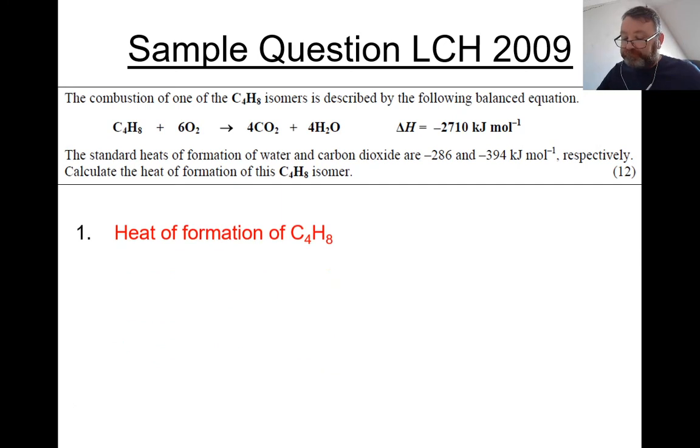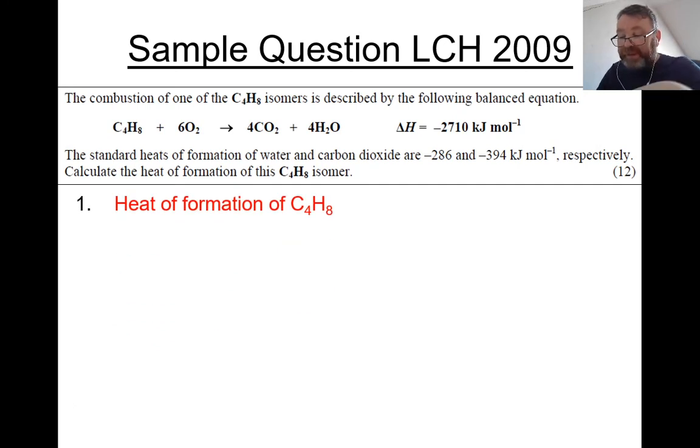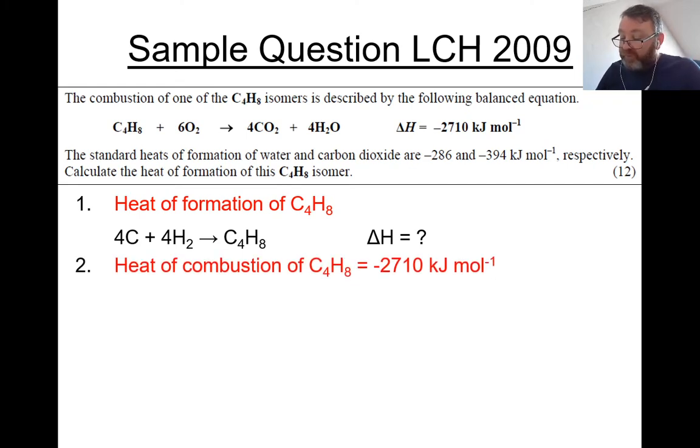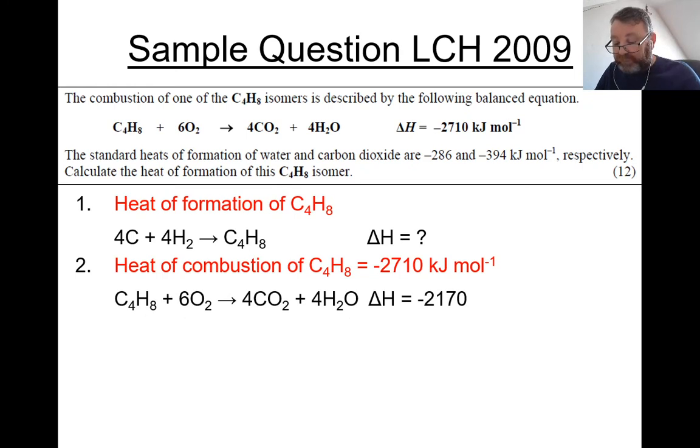So let's do that. Heat of formation of C4H8. It's 1 mole of C4H8 formed from its elements. That's the definition. So there it is. And that's what we want to calculate the heat change for. Okay. What is the heat of combustion of C4H8? It's minus 2170. It's given to me up there. I'm just going to reproduce that down here.